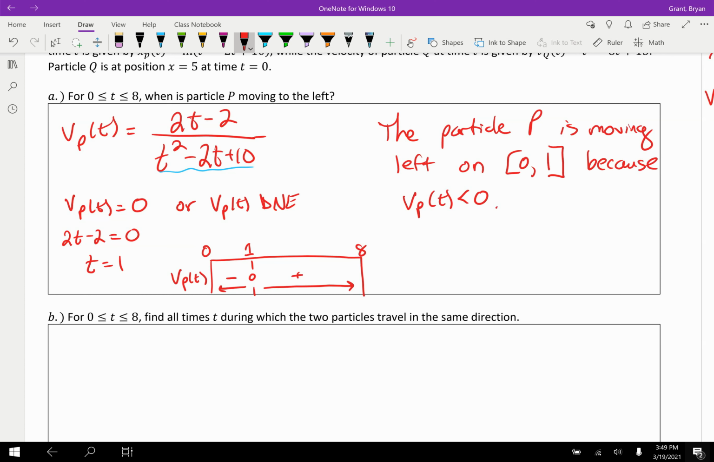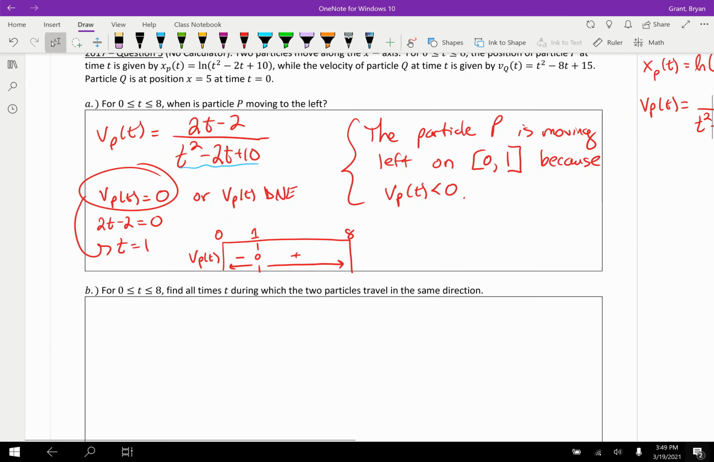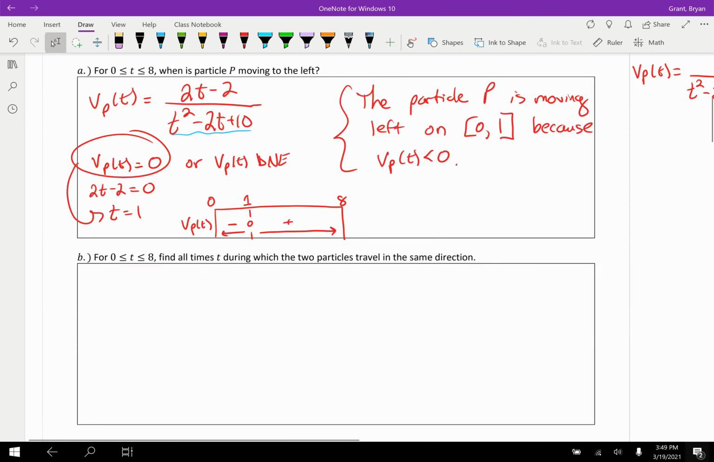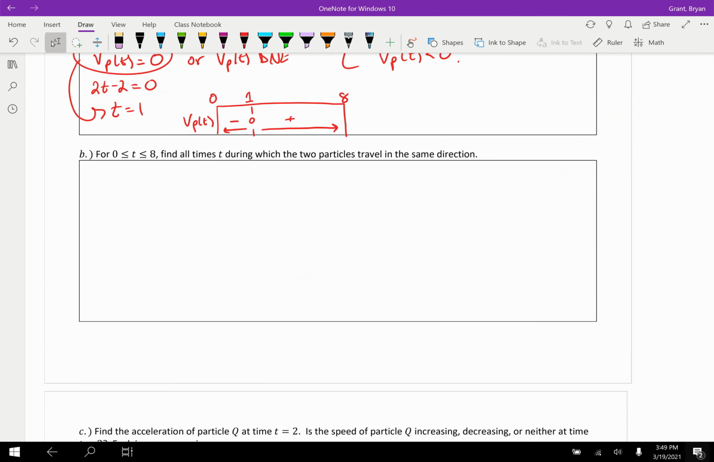What do you have to have for this problem? You have to have shown that you set the velocity equal to zero and you found a critical point. You have to show those two steps. You can't just find t equals one. It's a setup and an answer. Then you need a conclusion. Everything else, well, I guess you should probably find the derivative too, since they didn't give that to you. Everything else, not necessary. For 0 to 8, find all times during which the particles travel in the same direction.